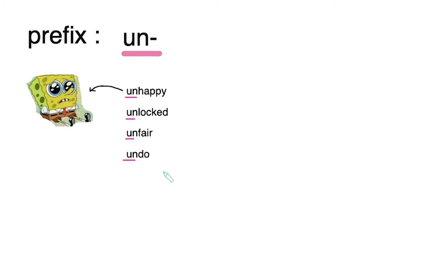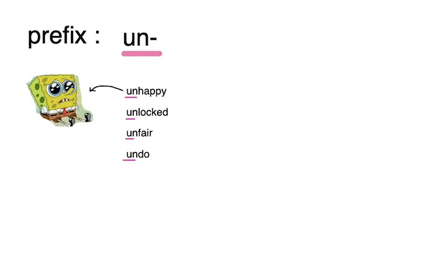Again, if we look at these words, we can straight away see that the root word in this word is happy. The root word in unlocked is locked. The root word in this word is fair. And the root word in undo is do. So by adding un at the beginning, we're changing the whole meaning. In this instance, SpongeBob is unhappy. He's not happy, so he's unhappy. That's why we add un at the beginning of the word.